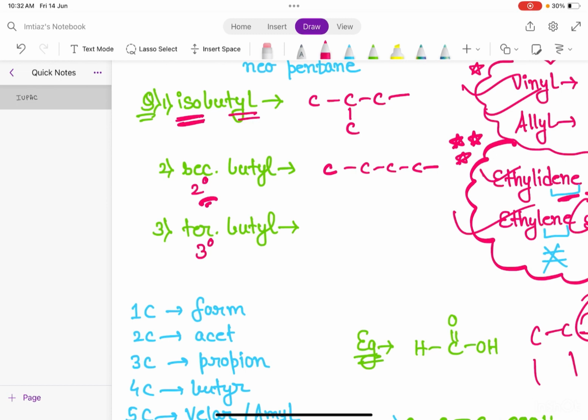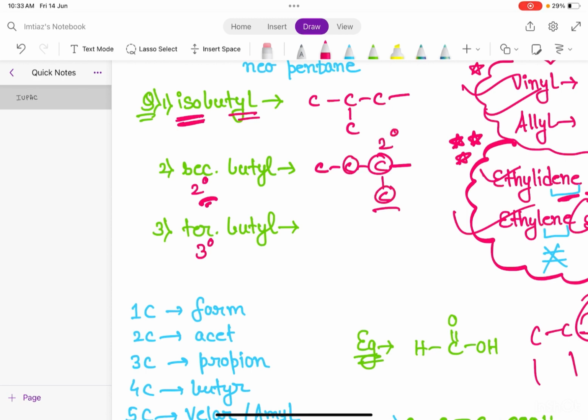Now, to make secondary butyl, what does it mean? The radical, the carbon to which the radical is attached, must be 2 degree. If it is 2 degree, it must be attached to 2 carbons. So just take 1 carbon and put it over here. Is it 2 degree? Absolutely. It is having 1 carbon, 2 carbon, that is 2 degree. Is that clear? So carbon, carbon, carbon, and another carbon. If it was like this, that was isobutyl. But if it is over here, that is secondary, because the carbon to which the radical is attached must be 2 degree. So 1 and 2 degree over here.